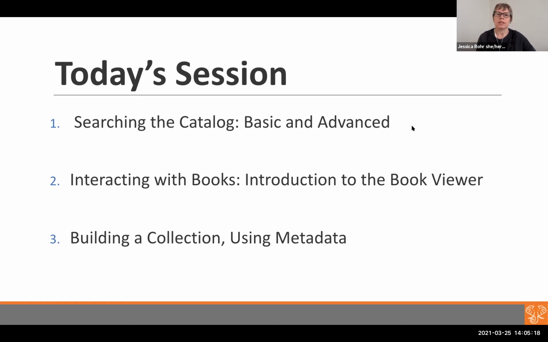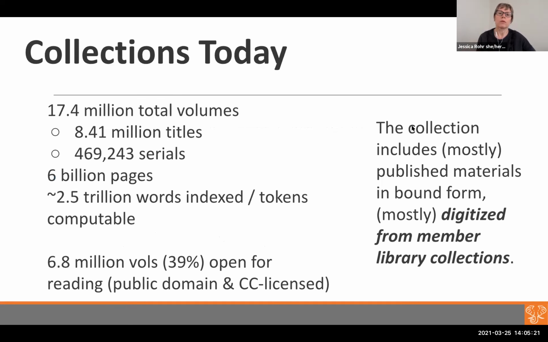Before I turn it over to Angelina, I wanted to give a really brief overview of what we're talking about when we're talking about the HathiTrust Digital Library. So by the numbers here, we've got 17.4 million volumes in the collection. That breaks down to a certain number of serials. We've got some duplicates in there, but overall, we've got a very, very large collection to search and explore. So 39% of the collection is available in the public domain in the United States. There's about 4.4 million titles that are then available more globally.